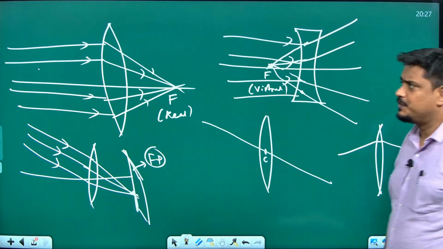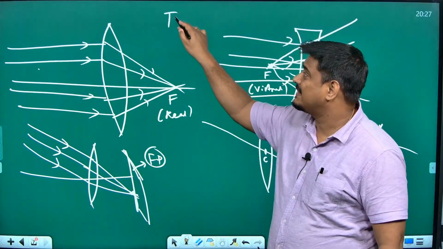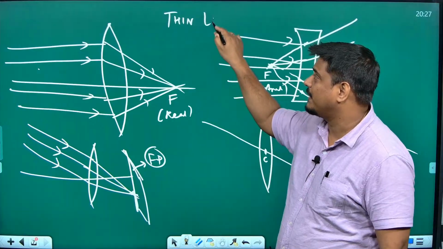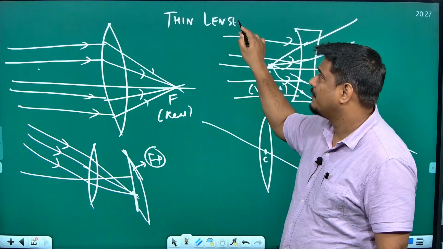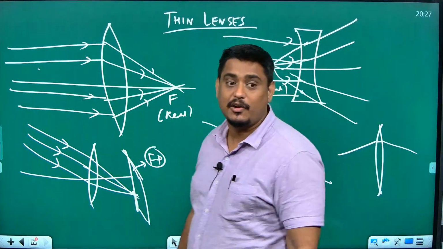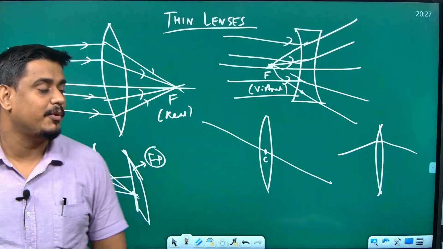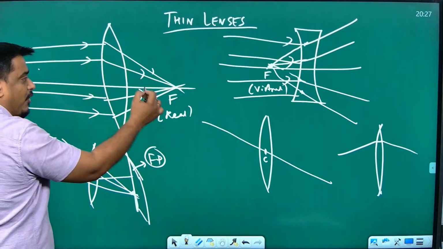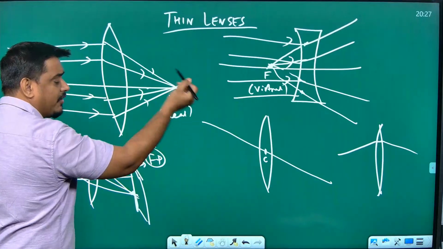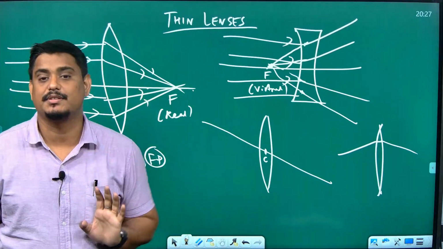One more thing I will tell you. These things are true only for thin lenses. As I told you, this chapter is purely on the assumption that we are learning about thin lenses. If it is a thick lens, it will not have a single focus, it will have multiple foci. Because with a thick lens, it may join here also, it may join here also. Only for a thin lens, the converging happens at a single point.